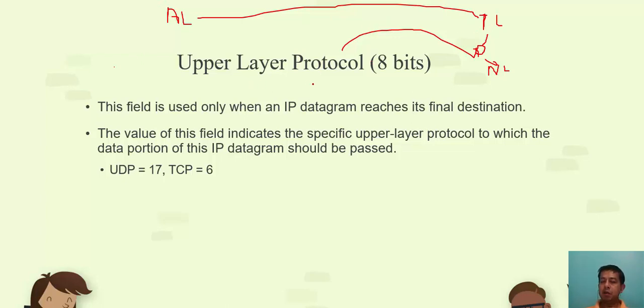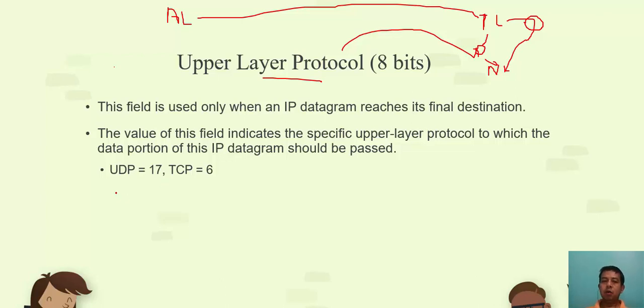In the same manner, the upper layer protocol field tells to what protocol that particular packet belongs. A packet is sent from the transport layer to the network layer. That packet could have come from TCP or from UDP. So a particular value is inserted in this upper layer protocol header field to indicate which upper layer protocol this packet belongs to.